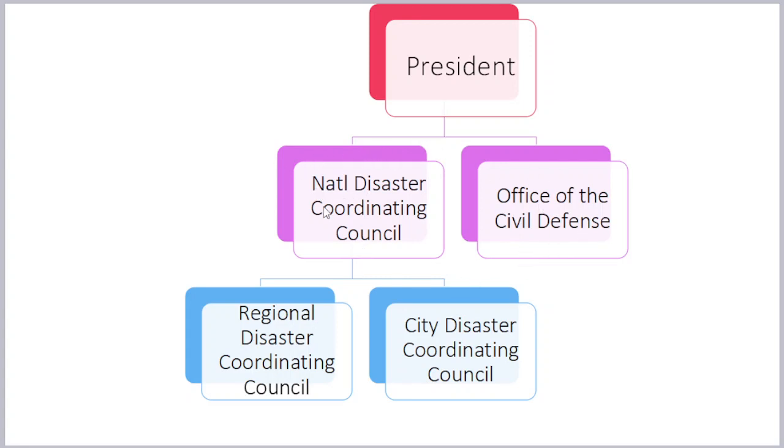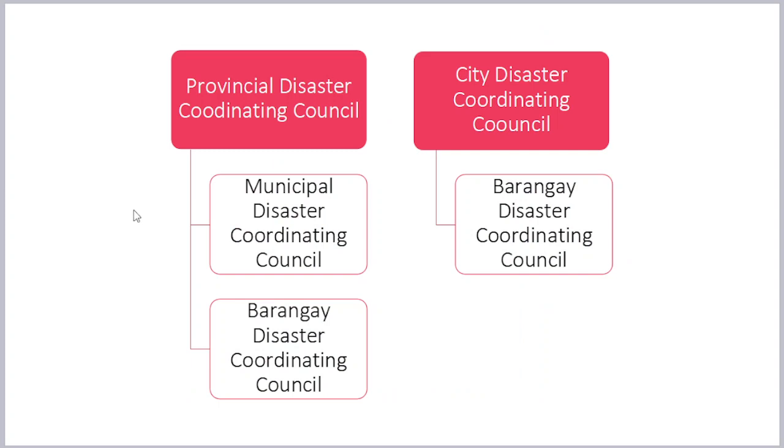Okay. Now, in the NDCC side, it will branch out to Regional Disaster Coordinating Council and City Disaster Coordinating Council. Okay? And then, from the Provincial Disaster Coordinating Council, branch out tayo papuntang Municipal and Barangay Disaster Coordinating Council. And dito naman sa city, we will branch out to barangay. So, kapag Provincial Disaster Coordinating Council, dalawa yung kanyang end. Merong municipal and merong barangay. Okay? Pero kapag sa city, barangay disaster coordinating council lang yung meron.